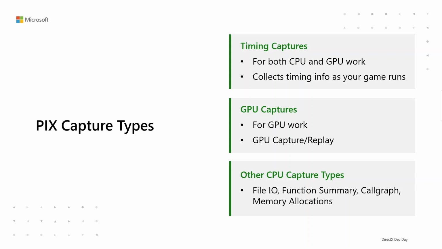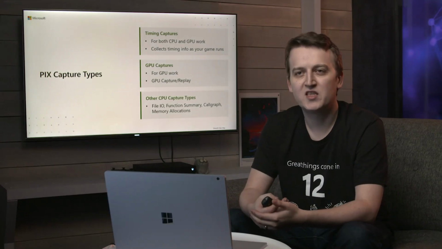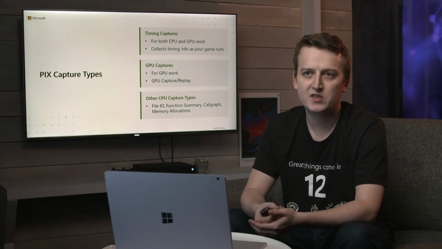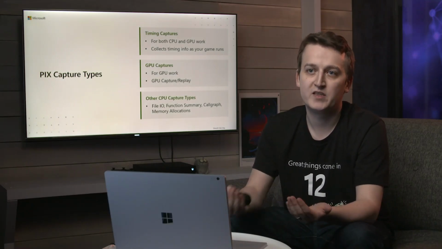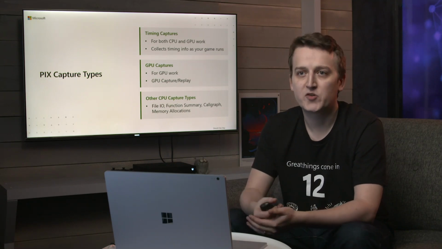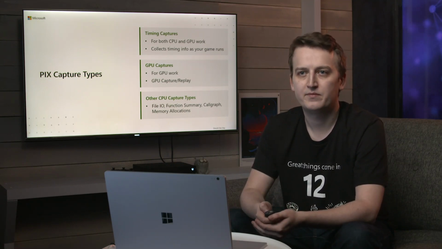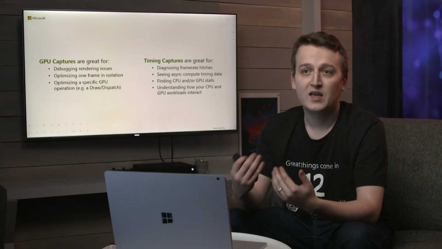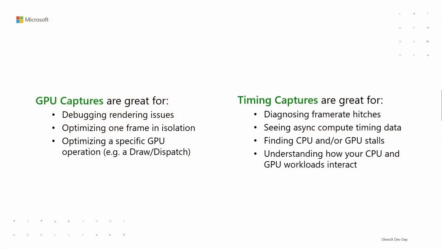PIX supports several other capture types too, such as memory allocations and file I/O captures. Those are useful to developers who are working in those feature areas, but they typically aren't so useful for DirectX developers, so I'm not going to talk more about those today. Instead, I'm going to focus on GPU captures and timing captures.